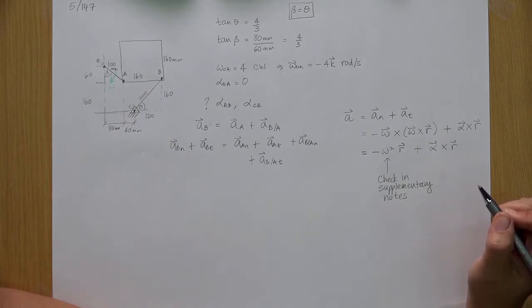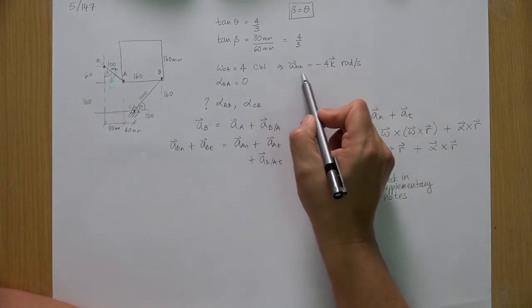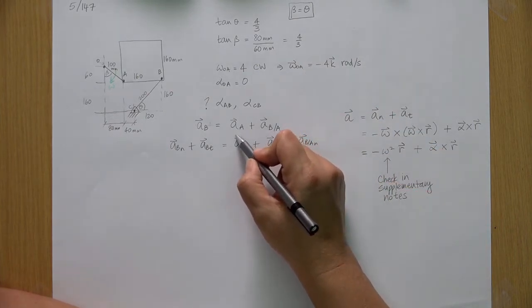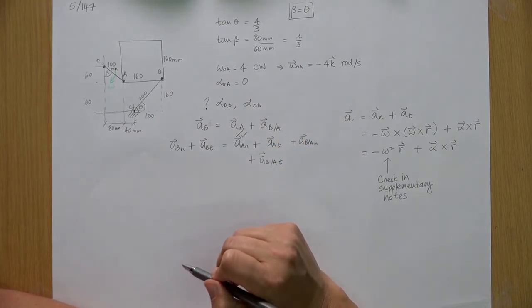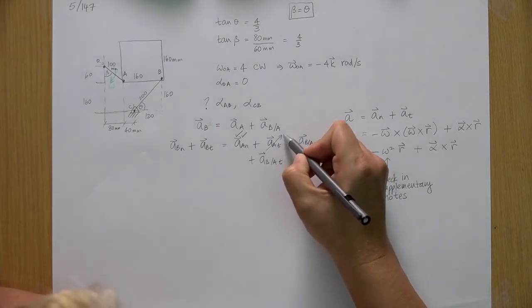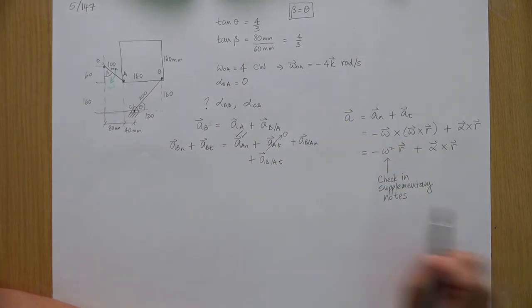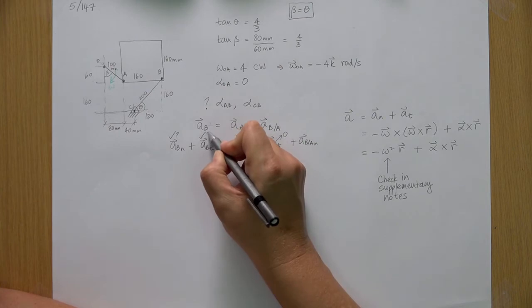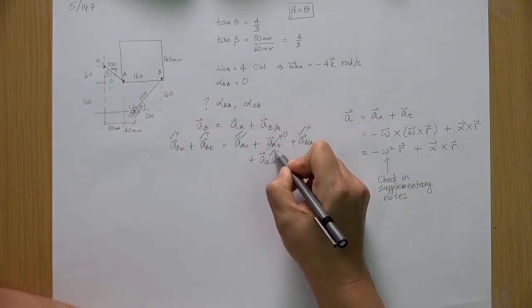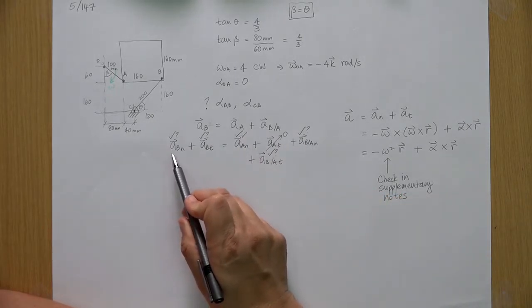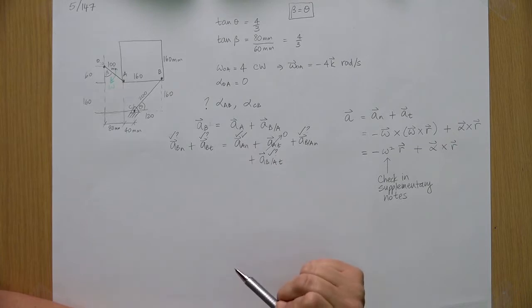Okay, and which ones do we know? We have been told omega OA. So we know AA normal, magnitude and direction. We have been told that alpha OA is equal to 0, so we know AA tangential is 0. That still leaves us with 4 vectors. We will be able to work out the direction for each of them, but we don't know the magnitude. This is only 2 equations. I cannot solve for 4 unknowns with 2 equations. What do we do now?